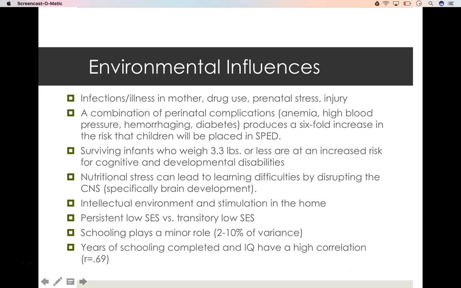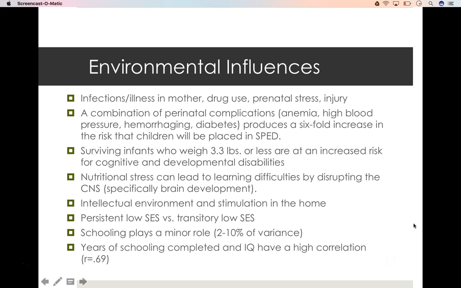All right, so again, there are many environmental influences, and remember, there's not one in particular that seems to be more prevalent than another, but here are just some examples of things that can impact the expression of IQ. So infections and illnesses in mothers, drug use, prenatal stress, and perinatal, which is occurring around the time of birth, or injury.